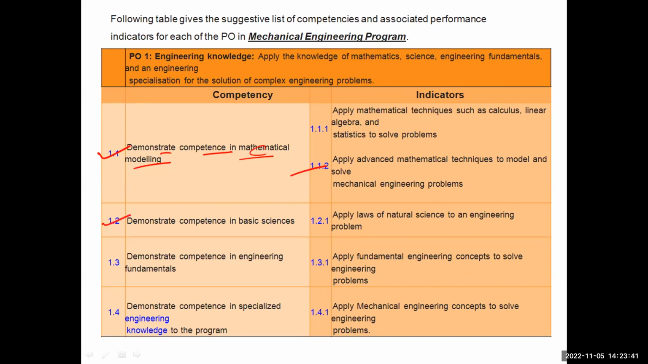Similarly, demonstrate competence in basic sciences. So 1.2.1 says apply laws of nature, natural science to an engineering problem. And likewise, the next competency for PO1 is demonstrate competence in engineering fundamentals. So it will lead to 1.3.1, applying fundamental engineering concepts to solve engineering problems. And lastly, the fourth competency is demonstrate competence in specialized engineering knowledge to the program, and apply mechanical engineering concepts to solve engineering problems could be the indicator.